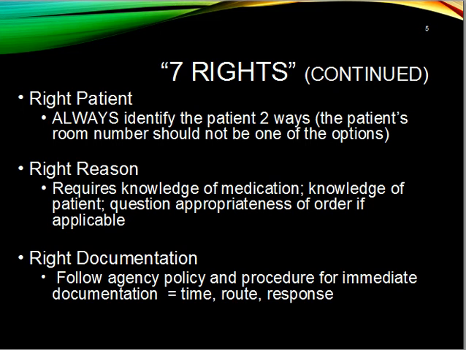Right patient. Always identify the patient 2 ways. Patient's room number should not be one of the options, so it should be, as we had discussed previously, the medical record number or patient number, the social security number, the date of birth, the name. Right reason requires knowledge of a medication, knowledge of a patient. Question appropriateness and order if it doesn't make sense.